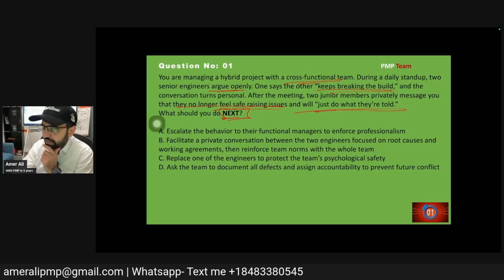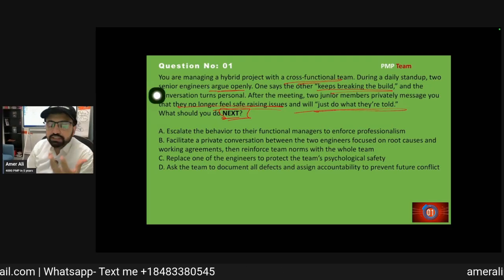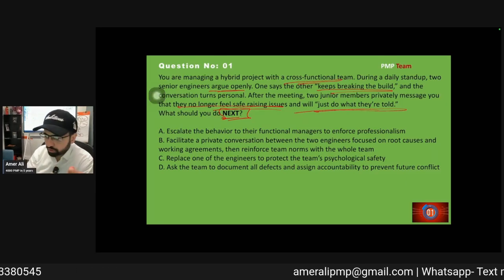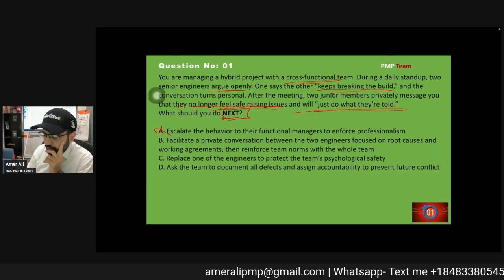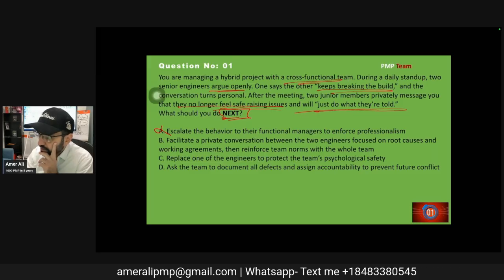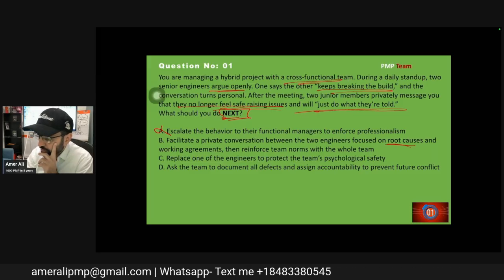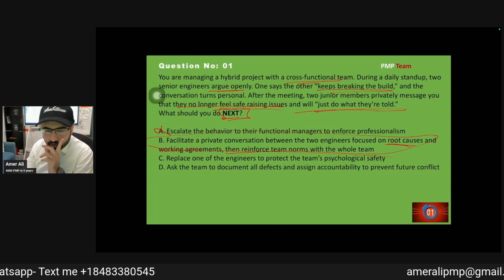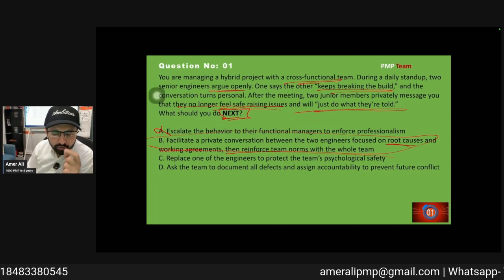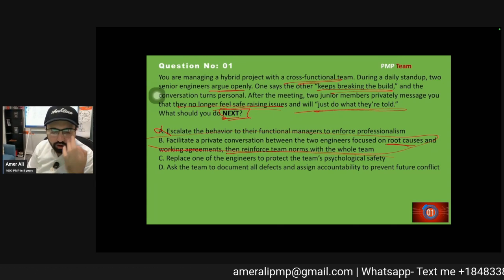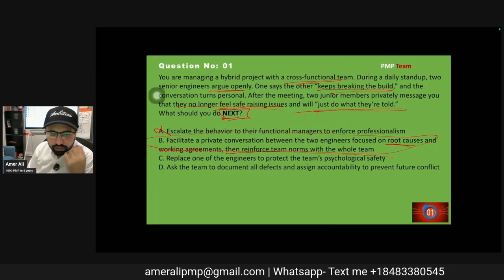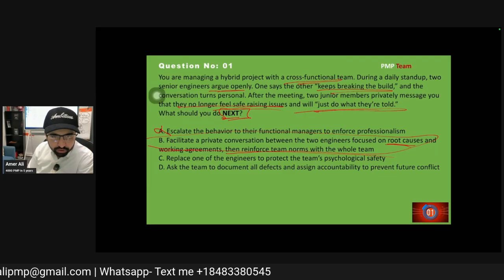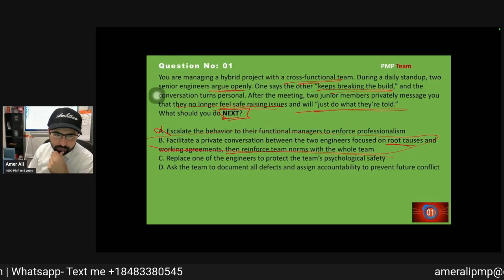Shall I escalate the behavior? This is not professionalism, but as a project manager, write it down in your notes: I never escalate it. Facilitate a conversation, focus on the root cause, working agreement. Write down this line in your notes. This is such a beautiful line. I always facilitate, I always prefer a conversation and try to identify the root cause and reinforce that too.